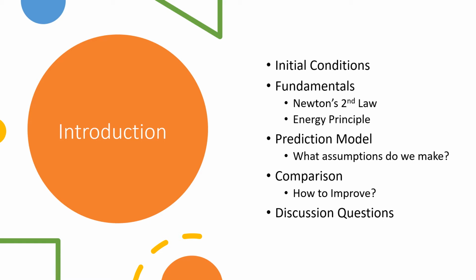We'll first go over some initial conditions that we found from the observed motion that will help build the models. Then we'll discuss the fundamental principles that we need, and then we'll explain how the prediction model was made and the assumptions that we held, and then we'll compare the differences between our observed and predicted data, and finally we'll end with some discussion questions.